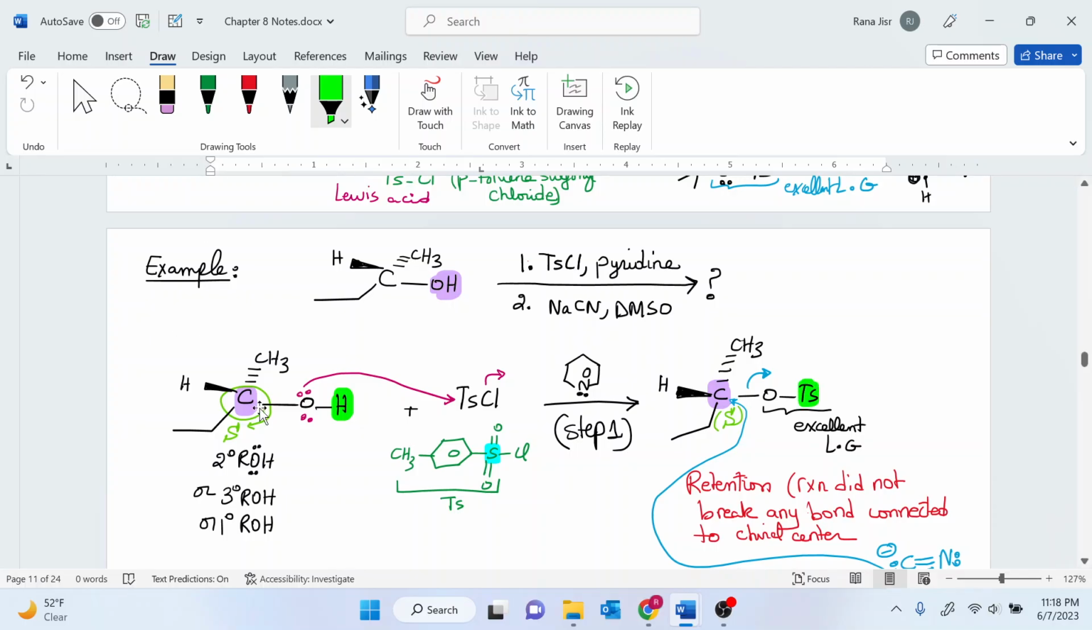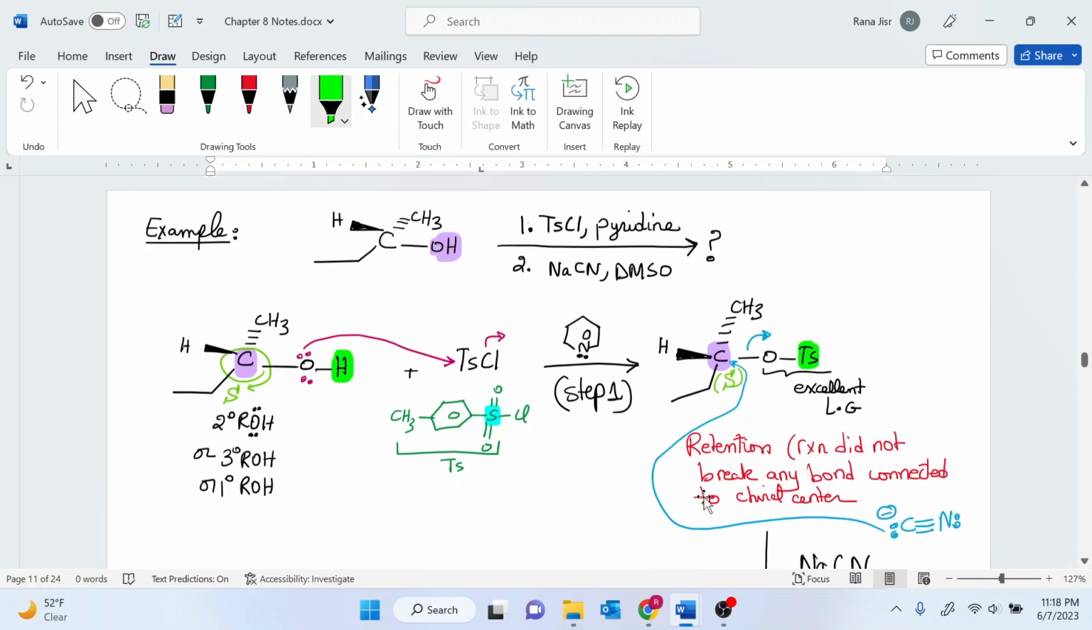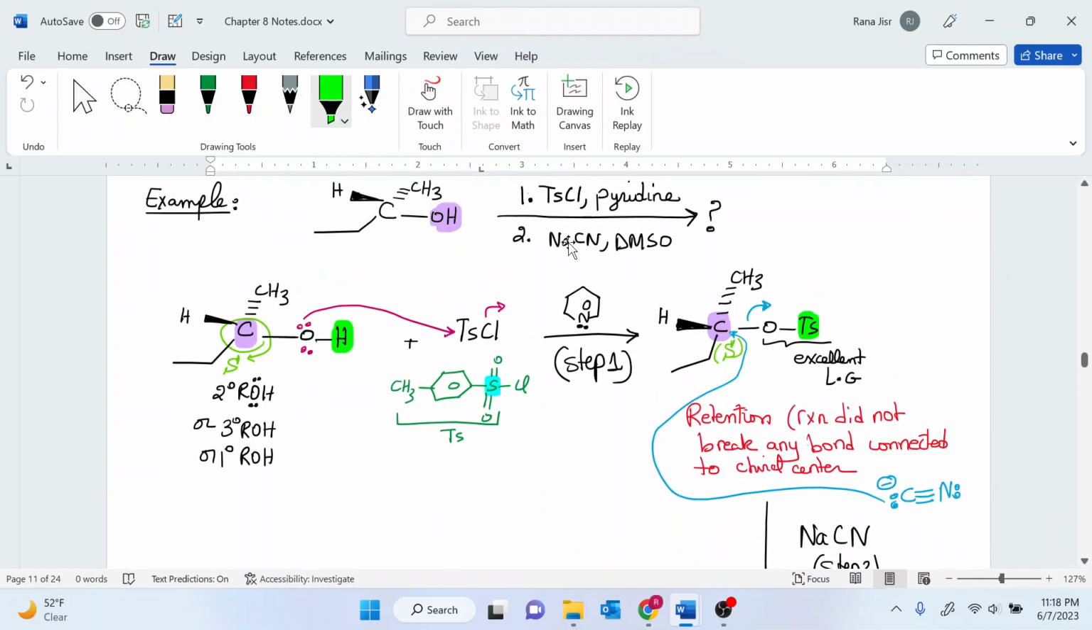So the bonds that are connected to the chiral center stayed the same. I did not break the C-O bond. The C-O bond stayed the same. All I did is I made a bond between the oxygen and the Ts in there. This is what I did. So this bond stayed the same. So the chiral center stays the same. The first step in the reaction proceeds by retention of configuration. Nothing is going to change to the configuration in there. After this, let's see the second step.